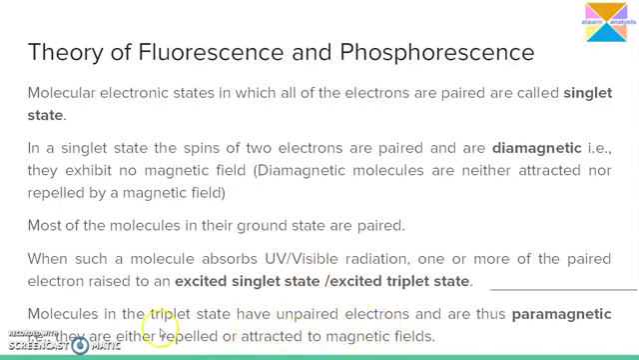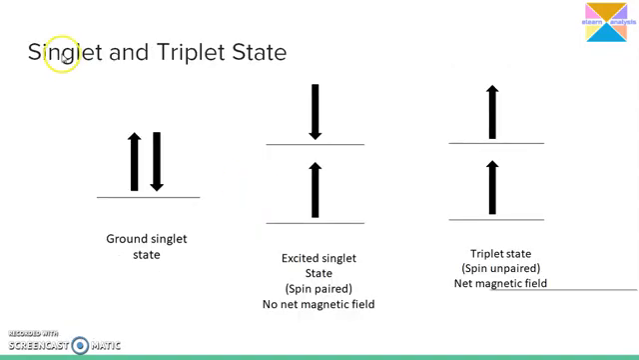So in the triplet state, they tend to behave as paramagnetic, and in the singlet state, the electrons tend to behave as diamagnetic. That is, they don't show themselves as tiny magnets, and because they do not have any magnetic nature, they are neither attracted nor repelled by the external magnetic field. So these are the singlet state and the triplet state representations.